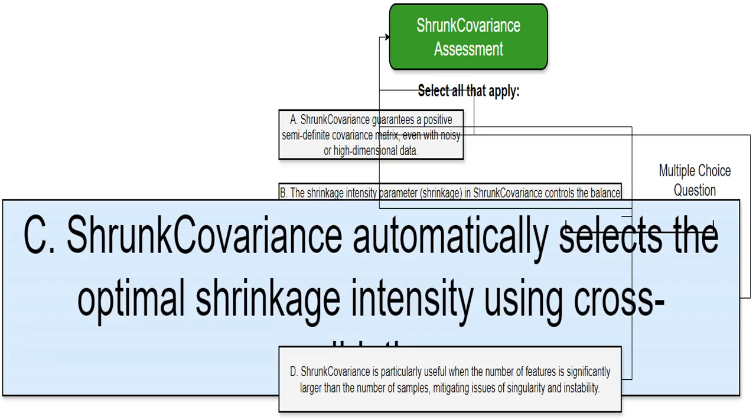I'm checking if ShrunkCovariance cleverly figures out the best shrinkage value by itself. It turns out it doesn't. I have to either set it manually or use an estimation method, like Ledoit-Wolf. This is important because a poorly chosen shrinkage can lead to inaccurate results.